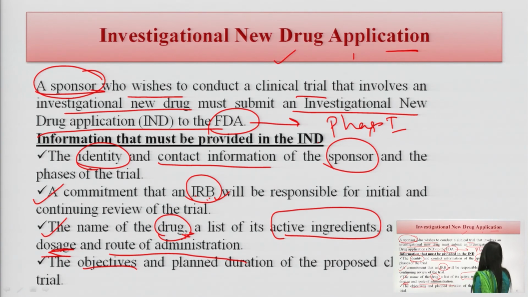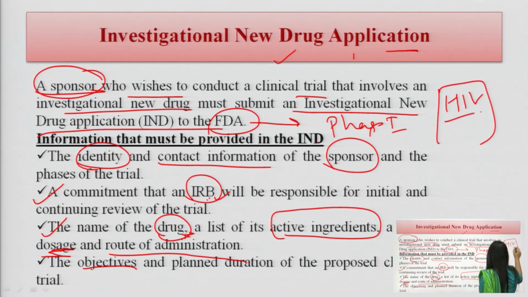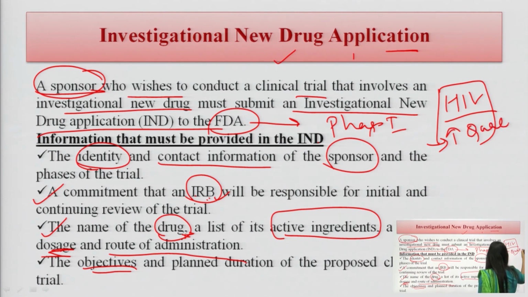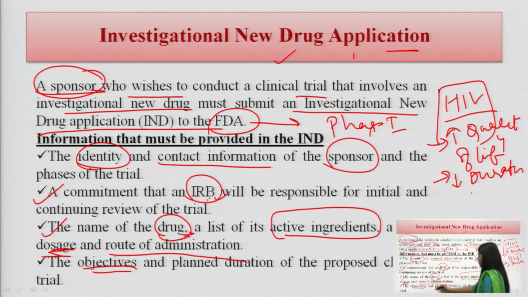Of course, if we want a new drug for a new disease, I'm just taking an example of HIV. So we want a drug for the treatment of HIV. What are the objectives? Of course, to increase the quality of life of the patient, to treat the disease, or to decrease the duration of treatment. Like this, these are all the objectives.